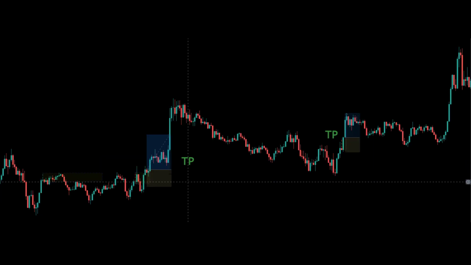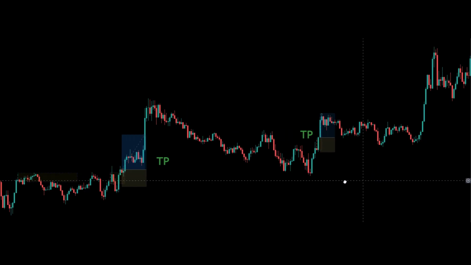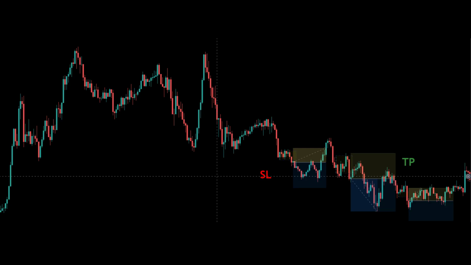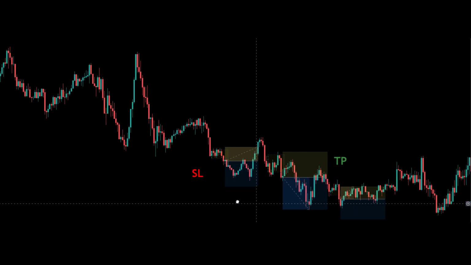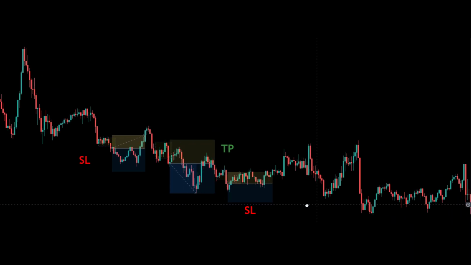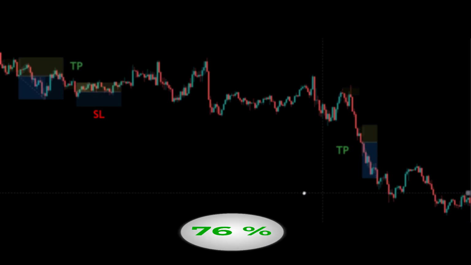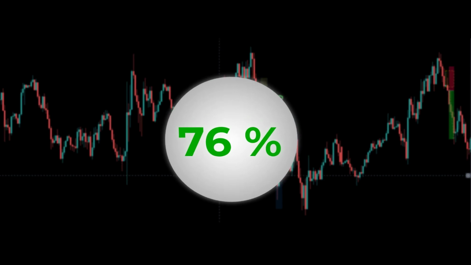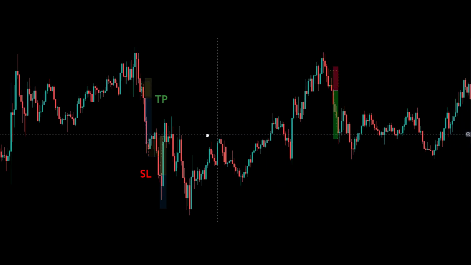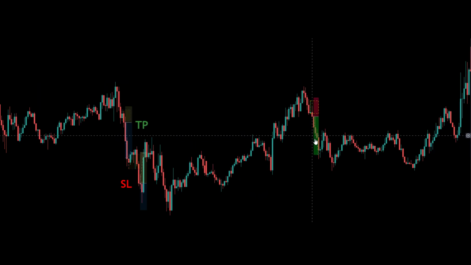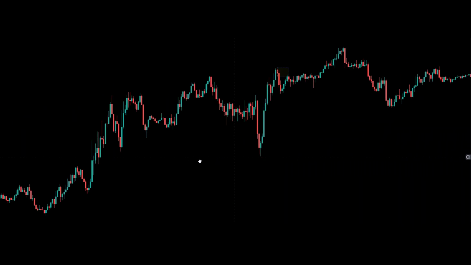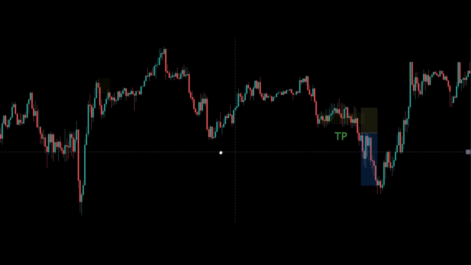Here are several more examples from recent days. Most of them hit take profit. Some hit stop loss, and that's completely normal. Losses are part of trading. They can't be eliminated, only controlled. This strategy has a 76% win rate. Experienced traders know that a system with this win rate and a 1 to 2 risk-to-reward ratio can completely transform long-term profitability. The real edge isn't getting rich in one trade. The real edge is consistency.